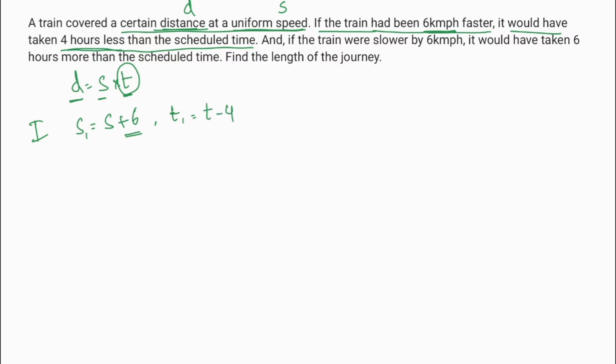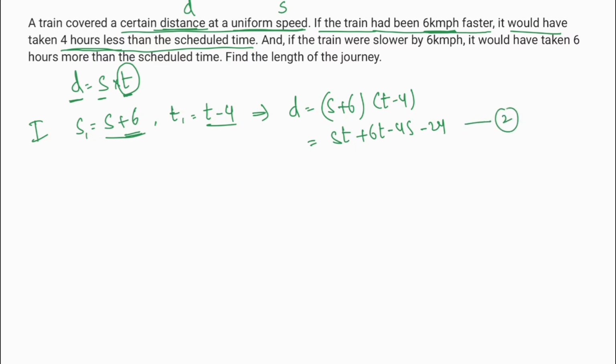Now what is the distance here? Distance is equal to speed, s plus 6 into time, it is t minus 4. Okay, now we will solve this. It is st plus 6t minus 4s minus 24. Now we will take this as second equation and this as first equation.